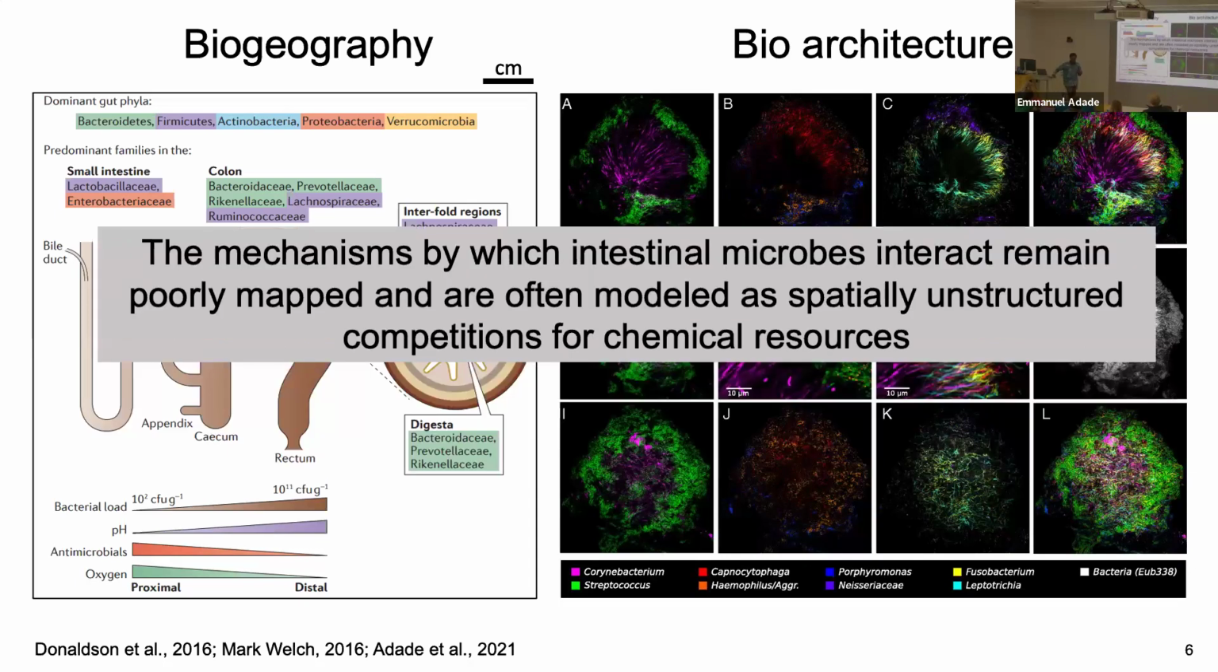So what I wanted to highlight in this slide is that the mechanism by which intestinal microbes interact is oftentimes poorly mapped and just characterized as an unstructured continuum of chemical resources. So we think that microbes will just move in tropism to chemical resources, but I think that there's more to that. We think that specific microbe interactions shape this assembly in addition to host responses.